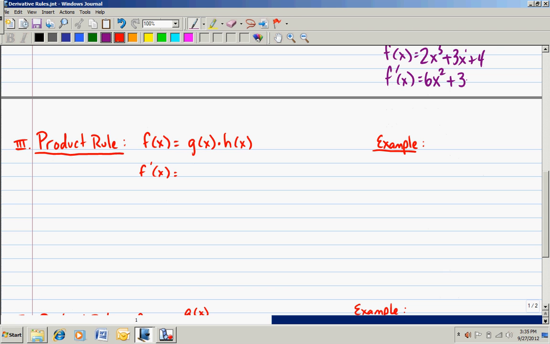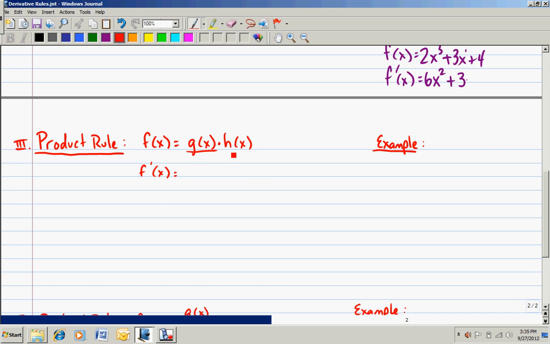The next formula I want to talk about is the product rule. And the product rule applies to any function that can be written as the product of 2 other functions. So if I want to find f prime of x, and I'm using g of x and h of x as my 2 values, I can simply do the derivative of g times h plus the derivative of h times g. So that's the rule. Let's look at an example.